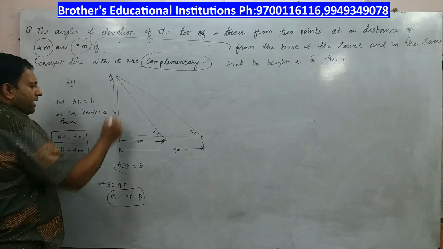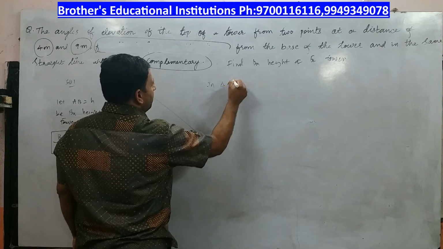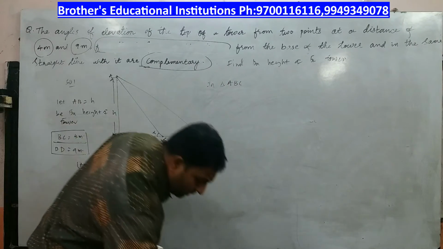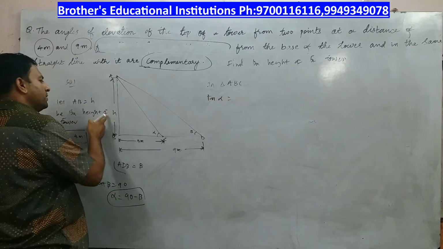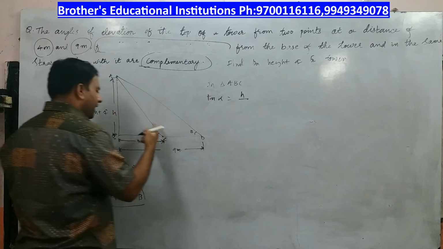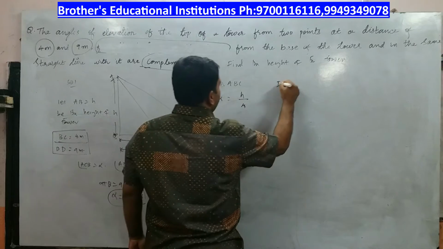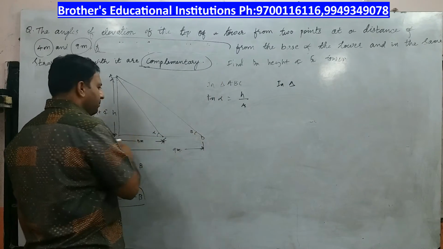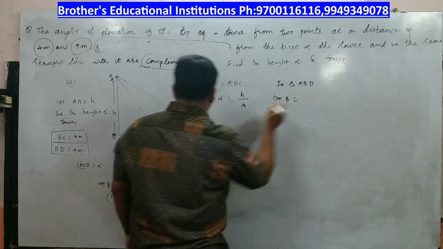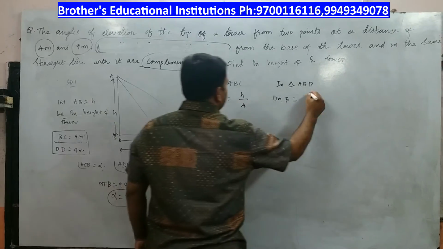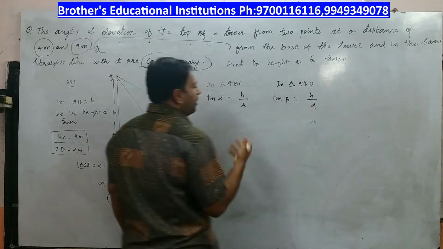So how do I proceed? I will take triangle ABC. In triangle ABC, I am going to consider tan alpha. Tan alpha is equal to opposite to alpha, h, by adjacent to alpha, 4. So tan alpha is equal to h by 4. Now in triangle ABD, I will consider tan beta. What is tan beta? Opposite to beta is h, by adjacent to beta. What is adjacent to beta? 9.